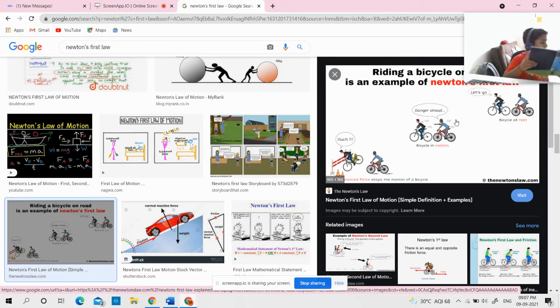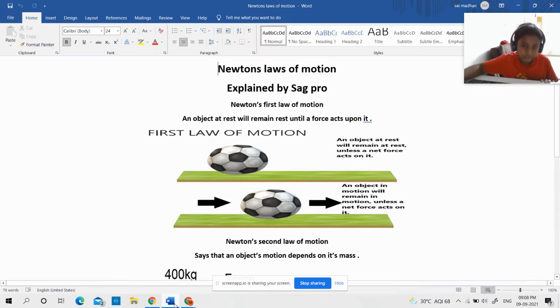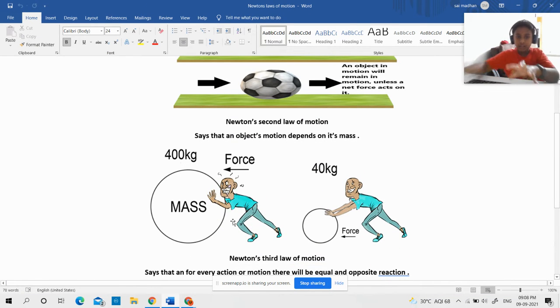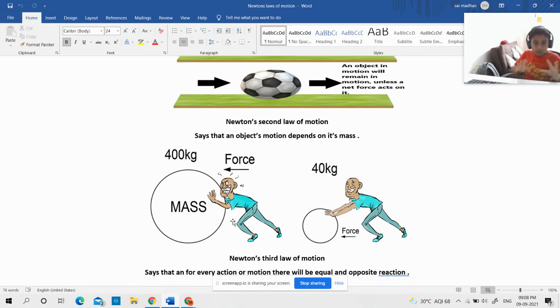Newton's second law of motion explains that an object's motion depends on its mass and the amount of force being used against the mass. If you want to take an example, this man is trying to move this 400 kg rock, but it's not easy because it has more mass, so we need more force and energy to move it.